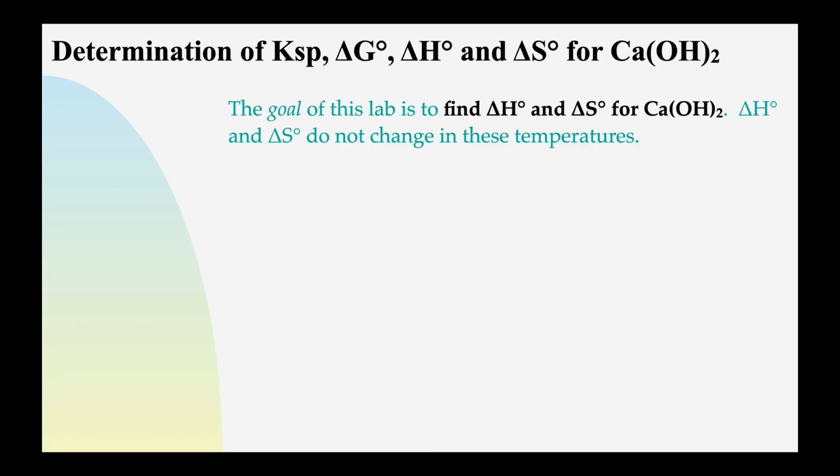In this lab, the ultimate goal really is to find values for delta H, the enthalpy, and delta S, the entropy for calcium hydroxide. We're going to use a couple of temperatures to find these, and in these ranges, the delta H and delta S terms should be constant. So finding the enthalpy and entropy, the delta H and the delta S are the key parts, the holy grails. The little zero means it's standard conditions, and usually standard conditions for these, as I said, are pretty constant.